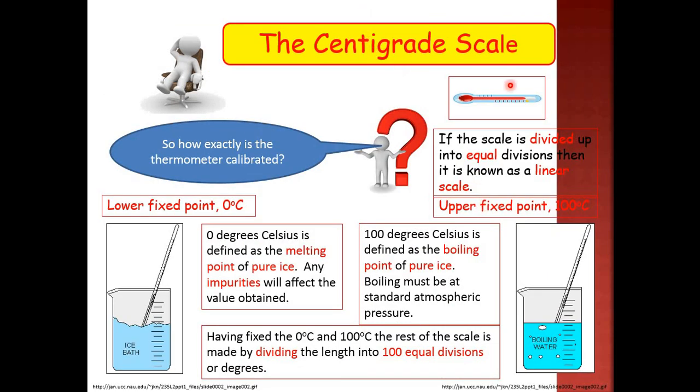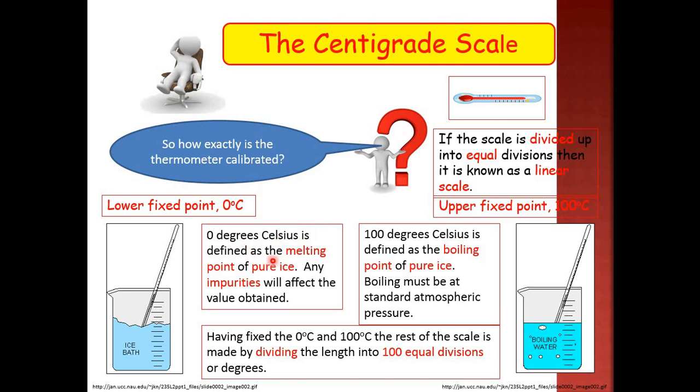So the centigrade scale. How exactly is the thermometer calibrated? As you know, if the scale is divided up into equal divisions, then it is known as a linear scale. Upper fixed point will be 100 degrees Celsius and lower fixed point will be 0 degrees Celsius. Let's see one by one here. You have an ice bath here, which is the cold temperature.